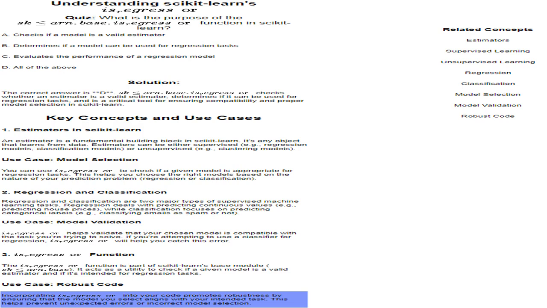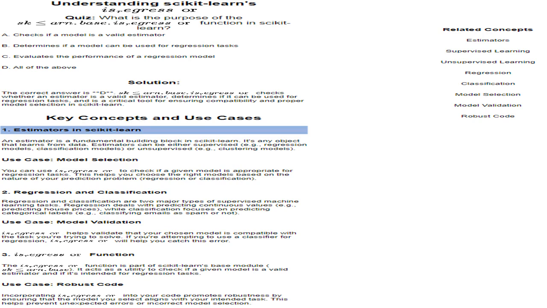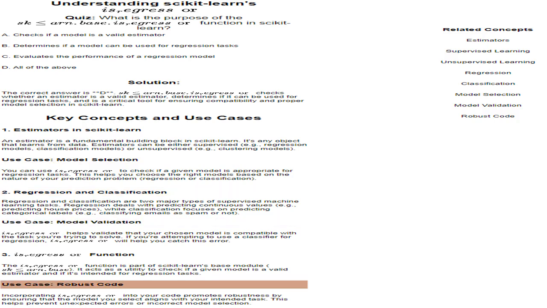Instead of assuming that a model is a regression model, you would use isRegressor to confirm it before using it in your prediction equation y = ax + b, preventing potential errors and ensuring your results are accurate. Estimators. Supervised learning, unsupervised learning, regression, classification, model selection, model validation, robust code.